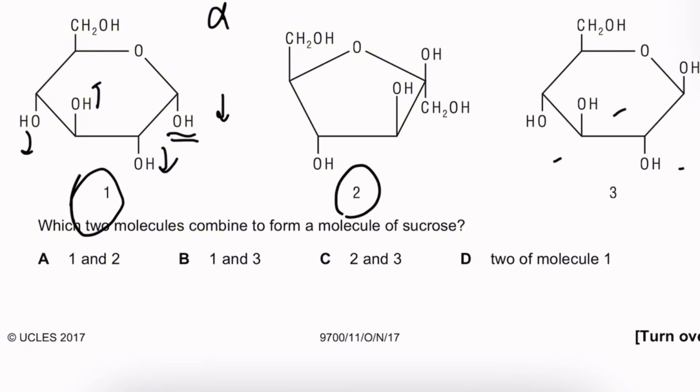You don't really have to guess here. It's this one, because fructose is a 5-membered ring. It is going to have hydroxyl groups in this order, and it's a hexose sugar, but it's still a 5-membered one. Okay, so which two molecules combine to form a molecule of sucrose? It's 1 and 2, which is A.